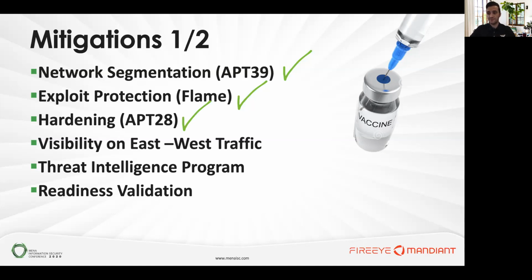Visibility to east-west traffic. Of course, you need to detect, you need to track the adversary actions from within your network. It's important to reduce the likelihood of data exfiltration. Threat intelligence program. Yes, you need to develop a cyber threat intelligence program to be aware of the latest lateral movement tactics, techniques, and procedures. And you definitely need to validate how ready you are today to defend against lateral movement attacks. This is also important. Readiness validation.